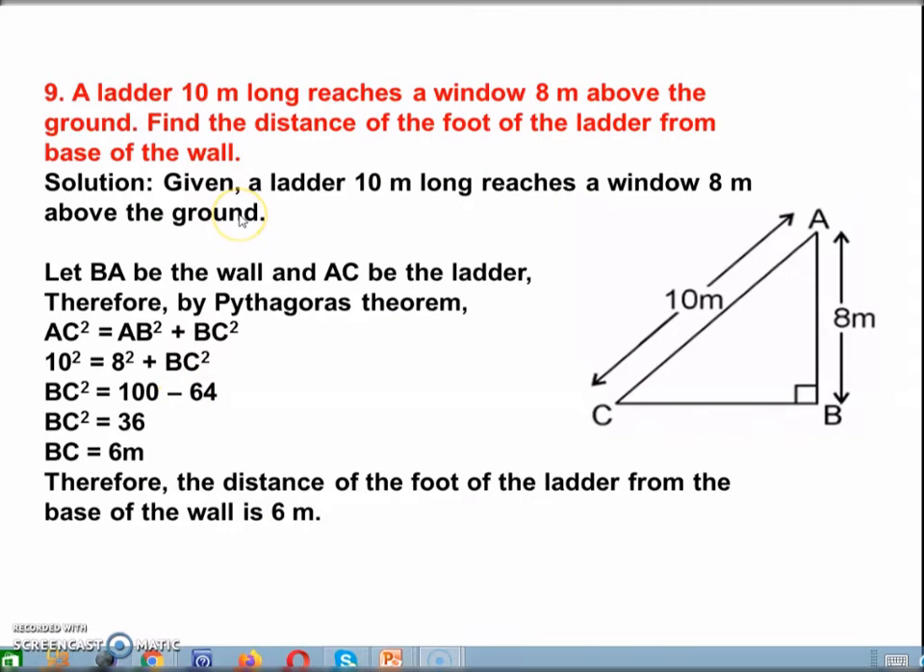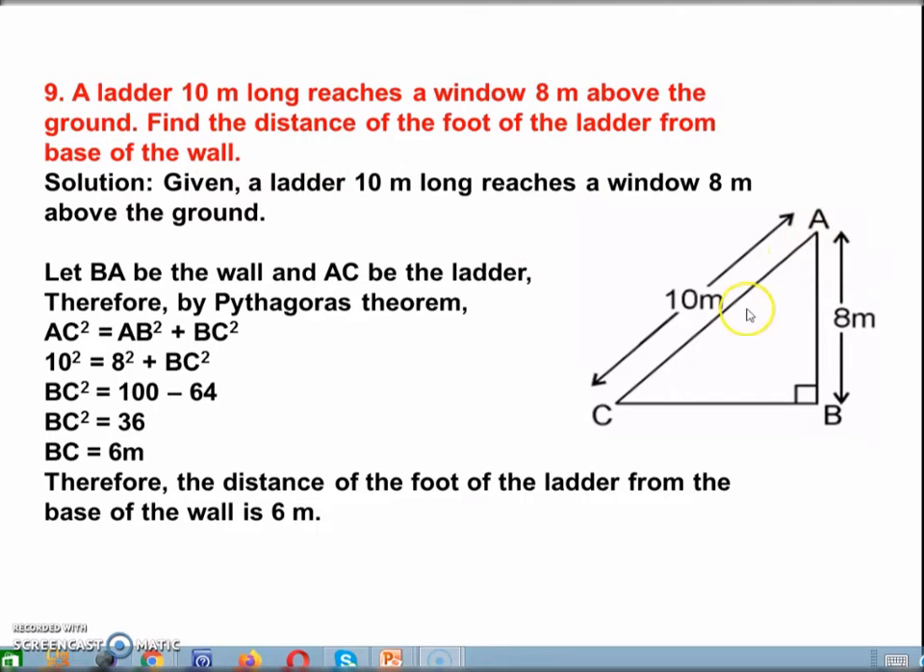Now next one is a numerical question, an application based question, that is of Pythagoras theorem, and this concept also will be required later on when we do heights and distances. So by reading the problem, constructing a triangle. A ladder 10 meter long reaches a window 8 meter above the ground. Find the distance of the foot of the ladder from the base of the wall.